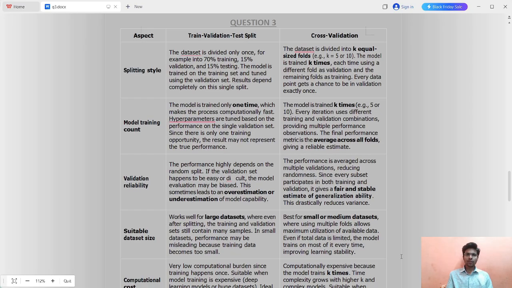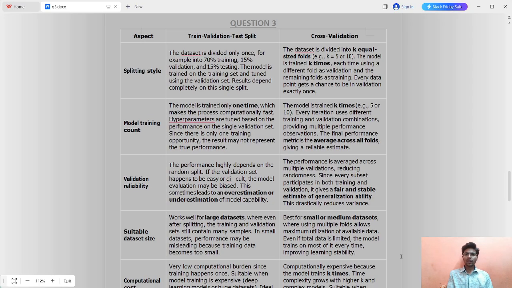Now checking some differences between the train validation test split and cross validation. Splitting style. The dataset is divided only once, for example into 70% training, 15% validation and 15% testing. The model is trained on the training set and tuned using the validation set. Results depend completely on the single split.